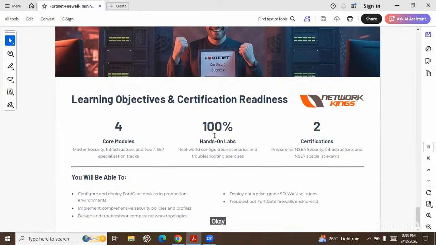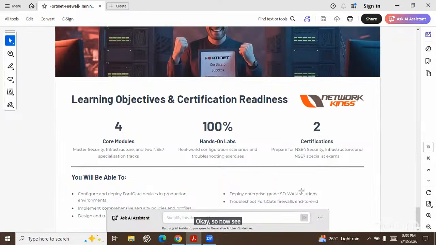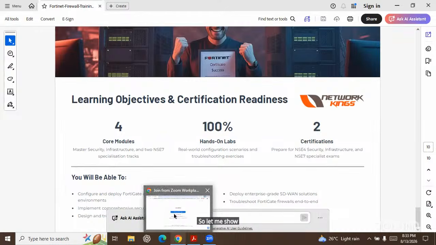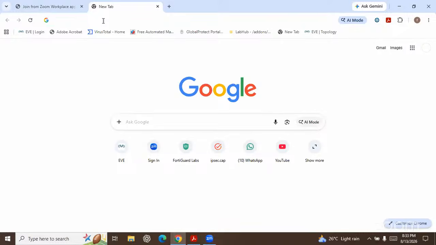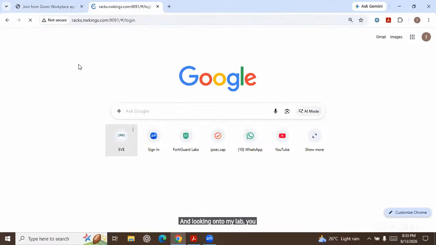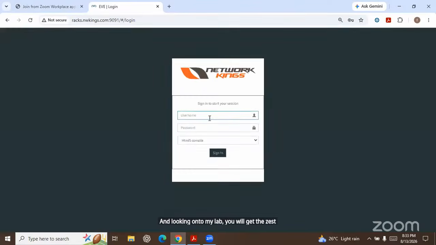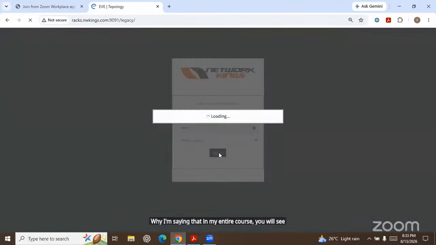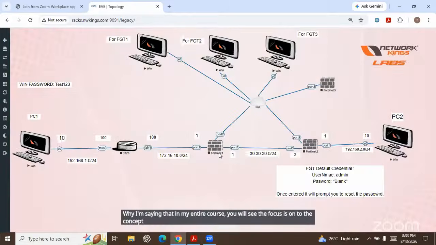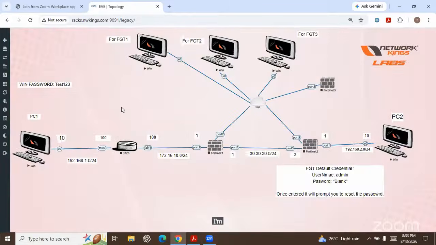Okay, so now see here, in terms of the labs, let me show you the lab. Looking at my lab, you will get the gist why I'm saying that in my entire course, the focus is on the concept rather than the complexity. I'm a person who does not believe in complexity.